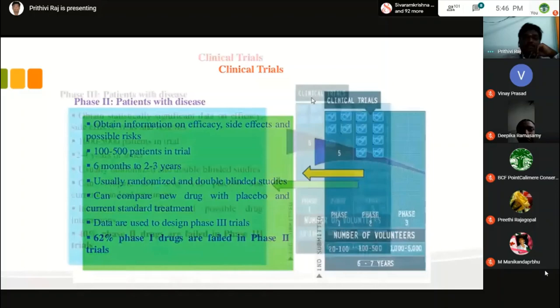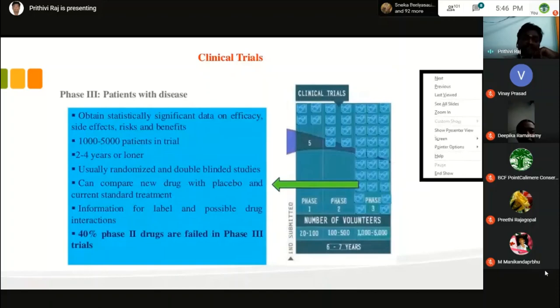The third phase is a patient with the disease, and that is called phase 3. Here 1,000 to 500 patients are used for the trial. How many years will it take? It will take nearly 2 to 4 years. Usually we take randomized patients for this, and we can compare the new drug with the known drug.